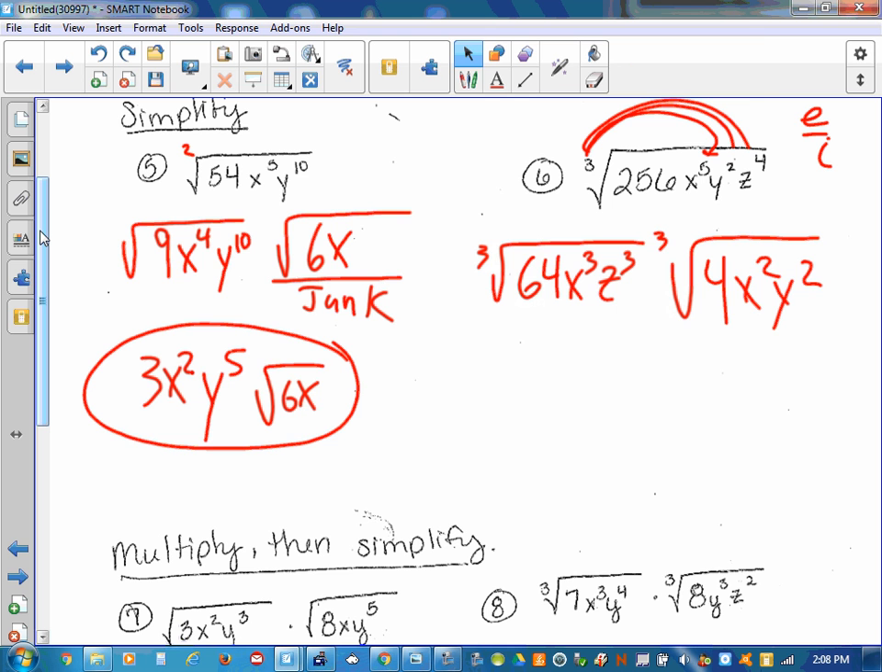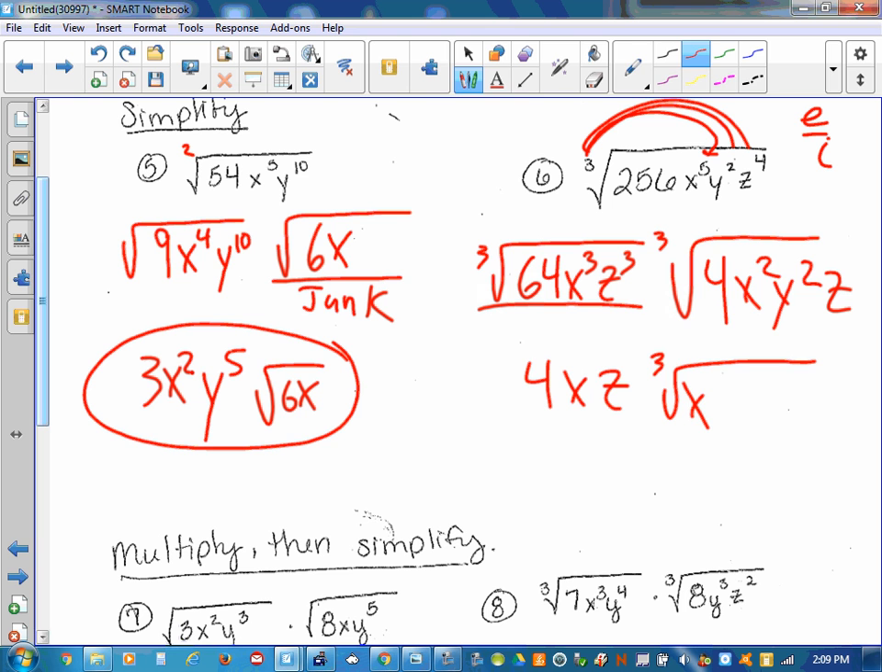And now I need a z in there. So if I multiply this back together, it works out because the 4 times the 64, the x squared times the x cubed, the y squared, and then the z times the z to the third makes the original thing up there. So I take the cube root of this guy here. This is the good stuff. I get 4xz, and then cube root of x. Oops, I lost the 4.